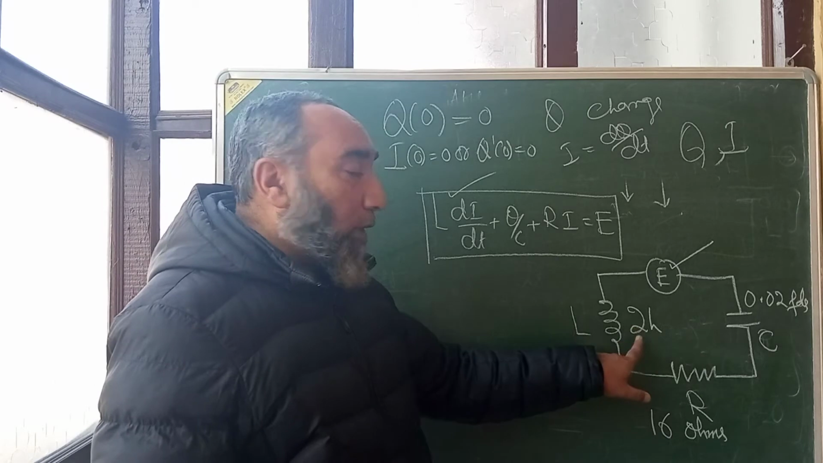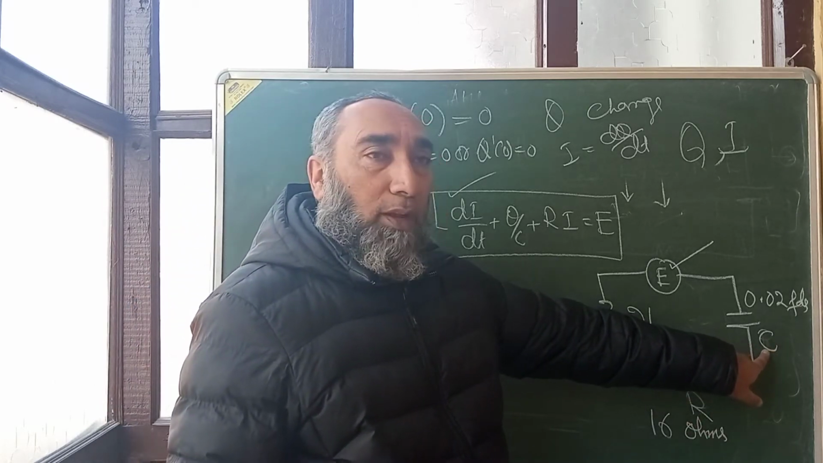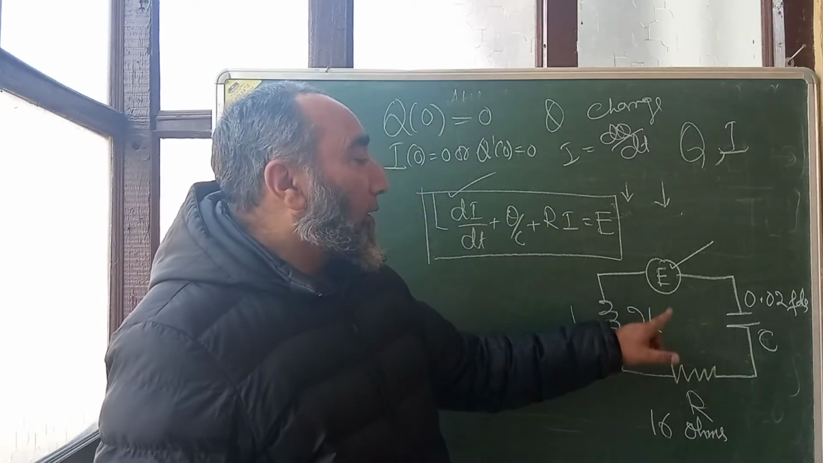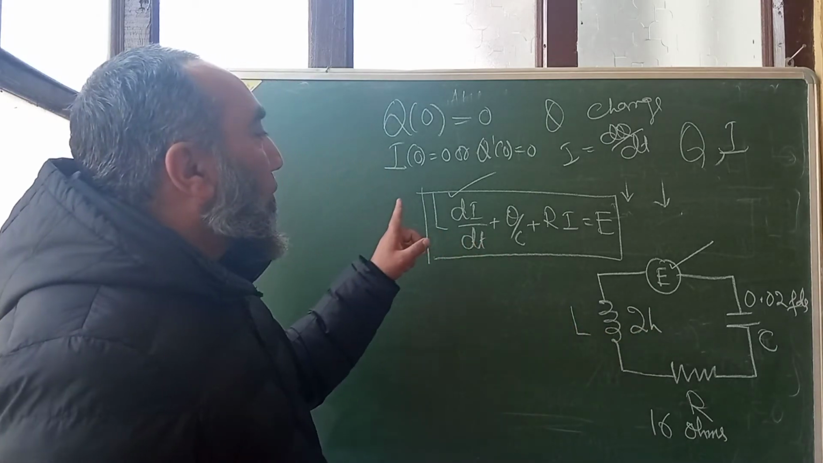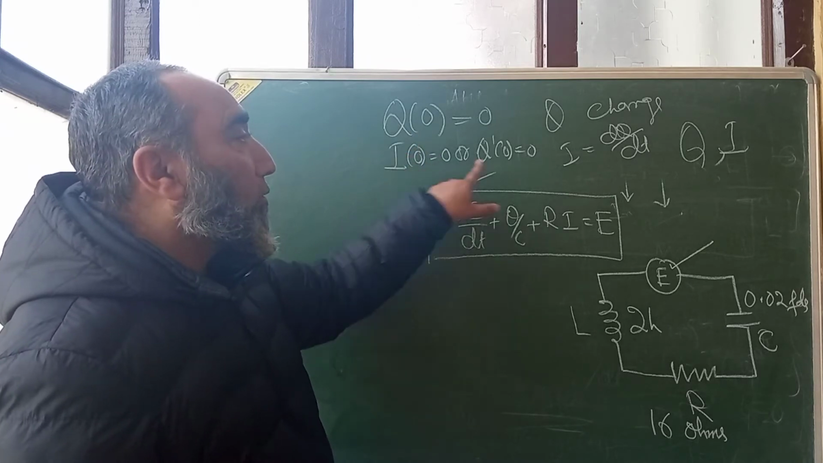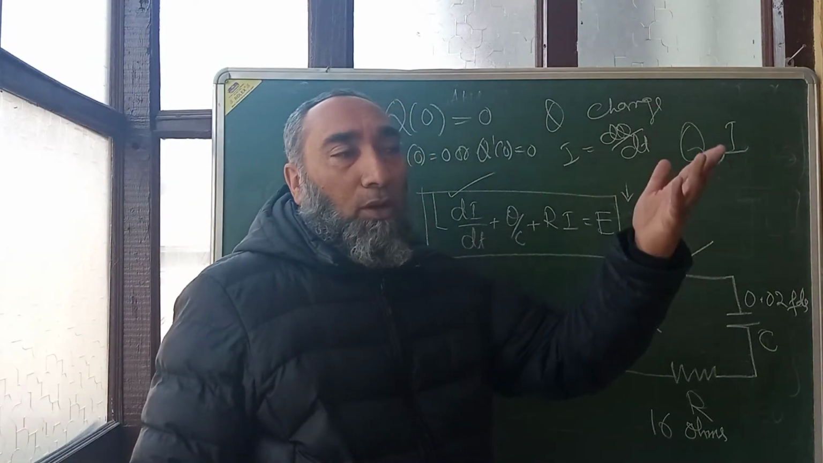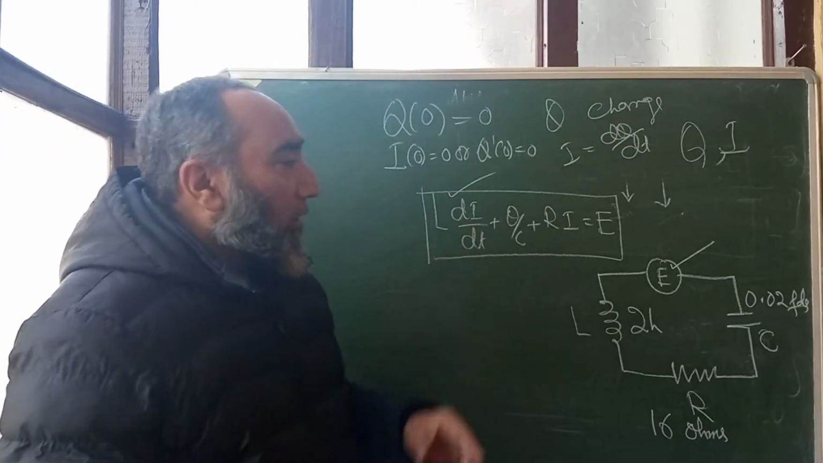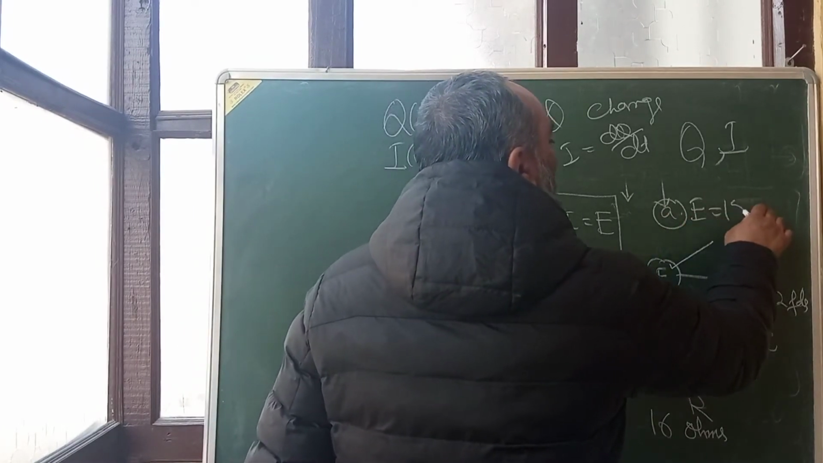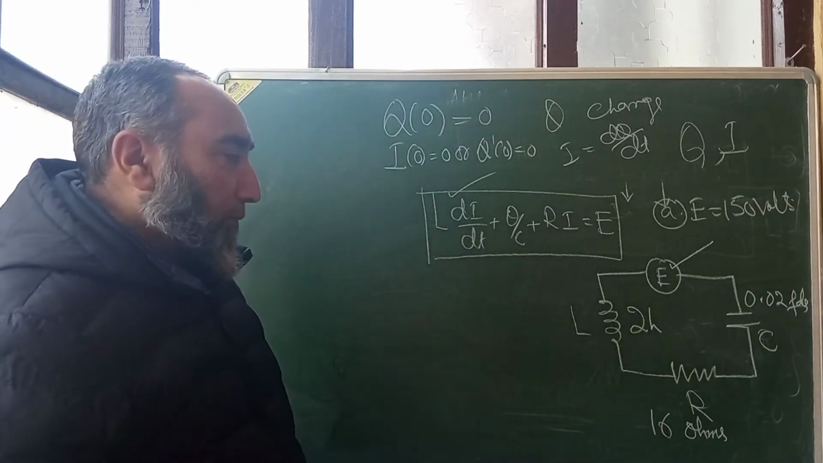If an inductor of 2 Henries, a resistor of 16 ohms, and a capacitor of 0.02 farads are connected with an electromotive force E, and furthermore, if charge on the capacitor and current in the circuit are 0 at t equal to 0, we have to find charge on the capacitor and current at some time t greater than 0. Let me suppose that at first my electromotive force is 150 volts. So this is the question.